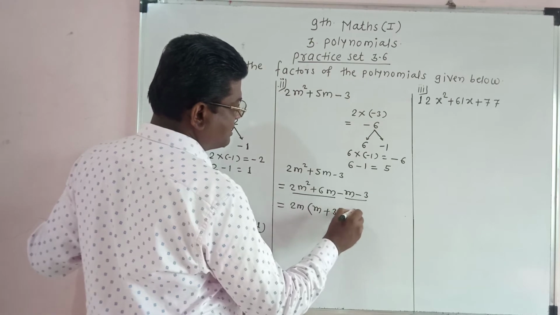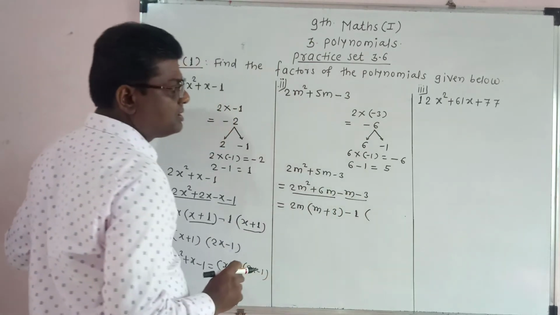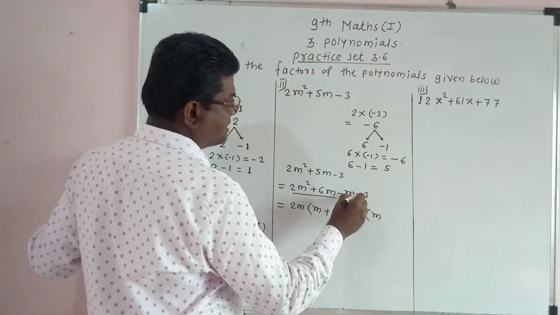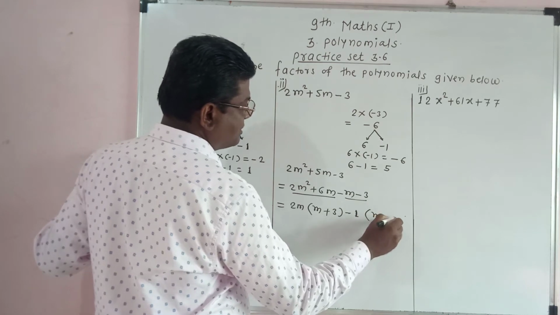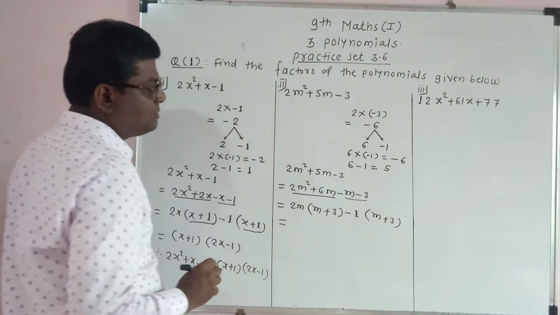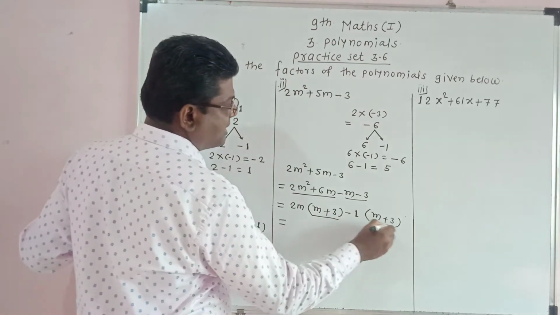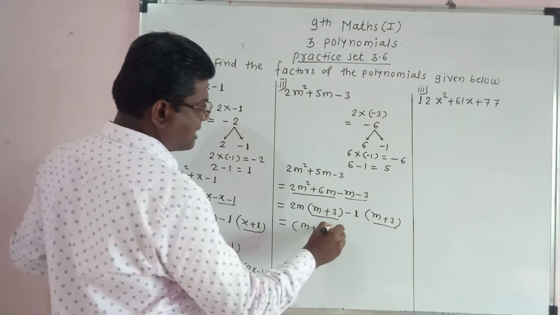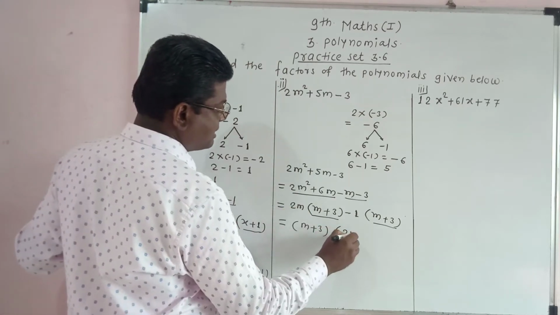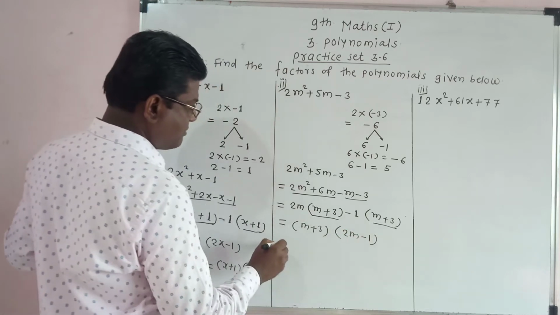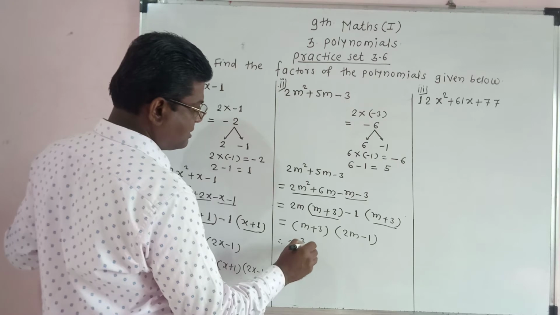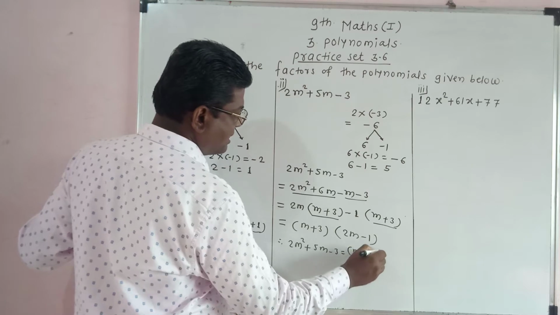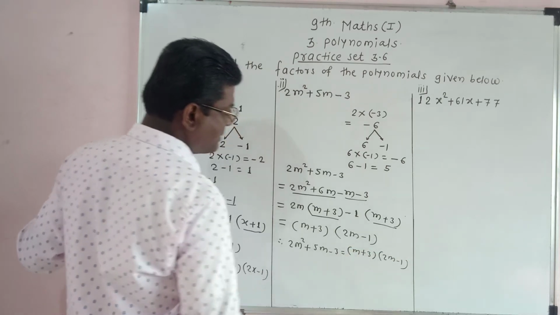Now take minus 1 common from these two terms, so minus m upon minus 1 is equal to m, minus 3 upon minus 1 is equal to plus 3. So m plus 3, we can take as a common factor and write in another bracket this 2m and this minus 1. So factors of 2m square plus 5m minus 3 are m plus 3 and 2m minus 1.